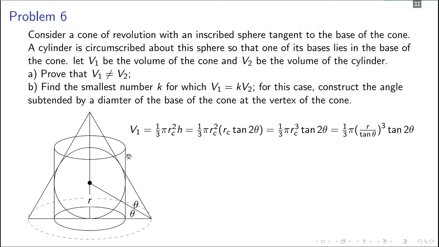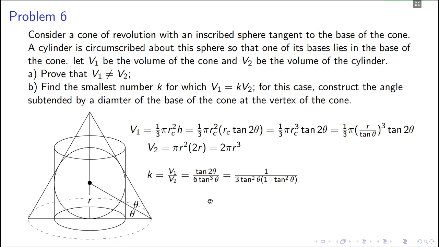And V2 is the volume of the cylinder. So V2 is what? It's pi r square into h. So it's pi r square into 2r, that's 2 pi r cubed. So now if you look at it, k will be what? V1 by V2.